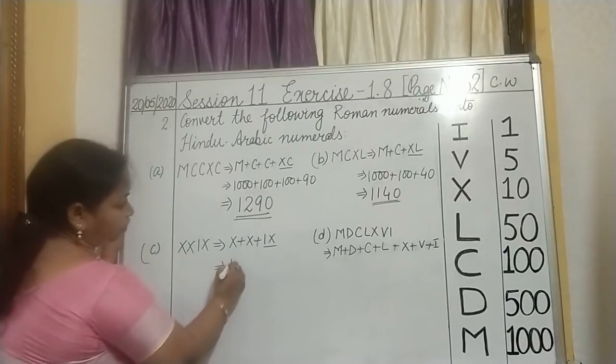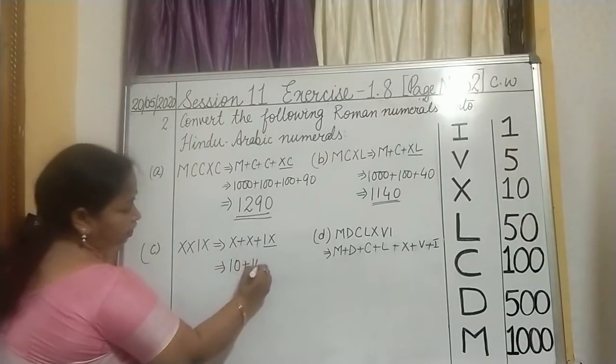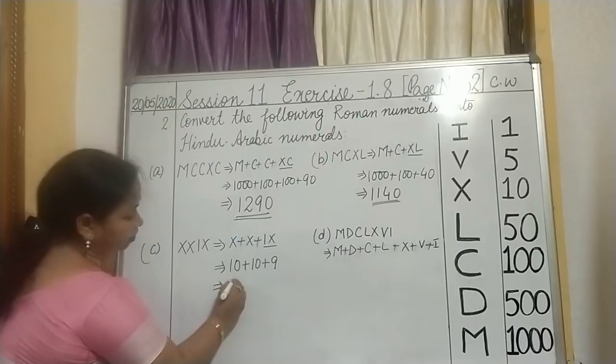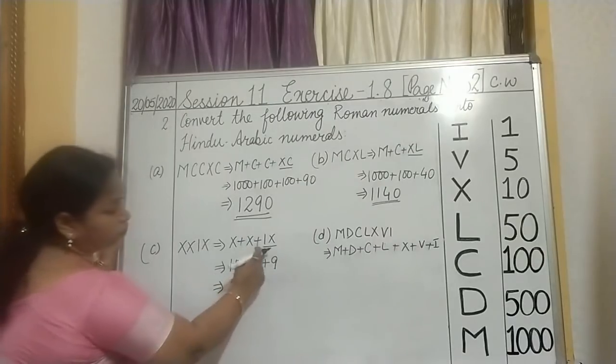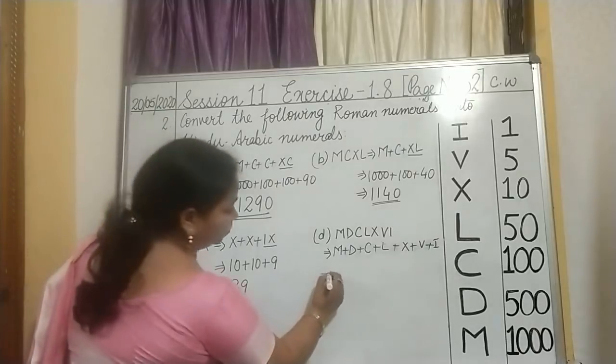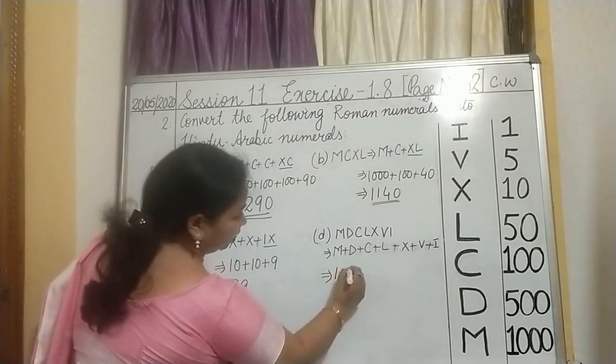Okay. Now this is a very easy one. X stands for 10, the other one for 10 and the other one 9. So the answer will be 10 plus 10, 20 plus 9. It is 29. So 9 is written as IX, isn't it?